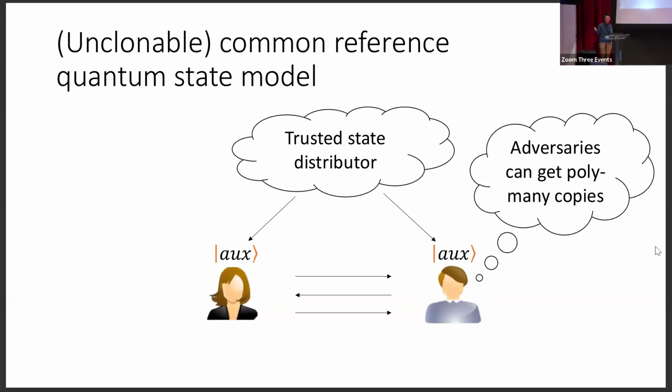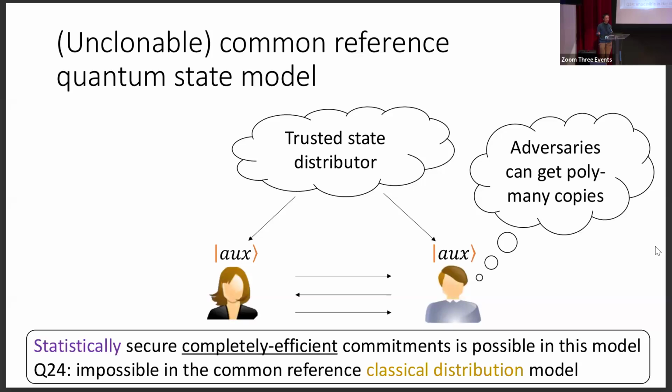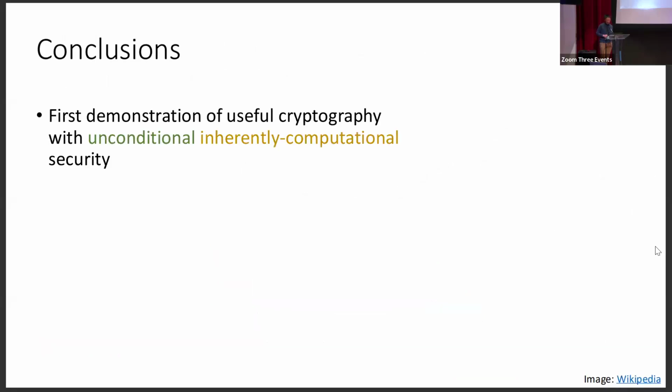this secret parameter model, but with a much weaker trust on the third party. In particular, we just need to trust the third party to generate the same state for everyone, and of course the adversary can get polynomially many copies of this state. We show that you can also get statistically secure commitments in this model. You can also adapt the previous impossibility to show that if you replace this with a common classical distribution, you still couldn't do statistically secure commitments. Okay, so that's all for the talk.